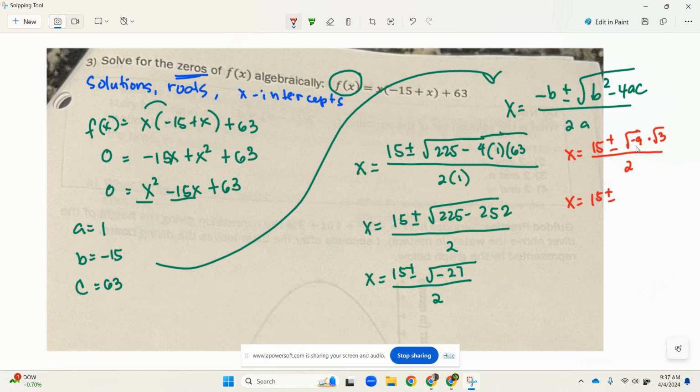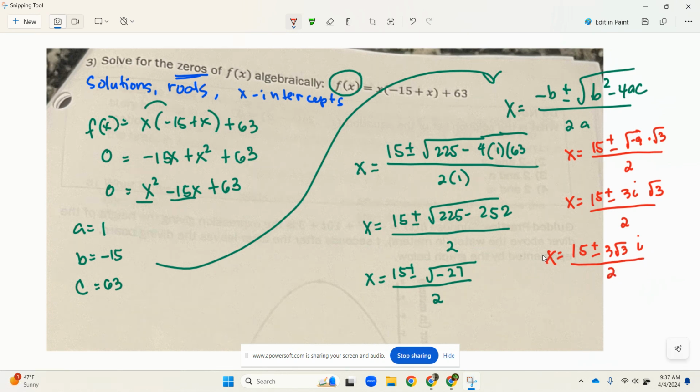The square root of negative 9 is 3i, correct? Because 9 is a perfect square, and then you have that negative inside of the square root sign. And then square root of 3, all over 2. You can write it like this, but I think normally they want the i on the outside after all the numbers. So you can write it as x equals 15 plus or minus 3 square root of 3, and then i. Make sure the i is not inside the radical sign, all over 2.